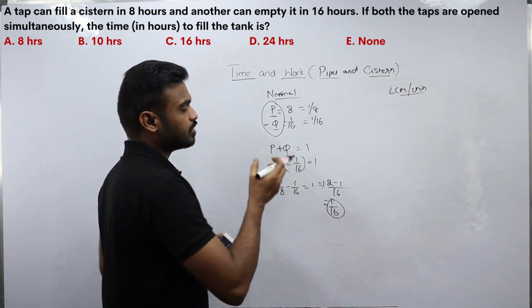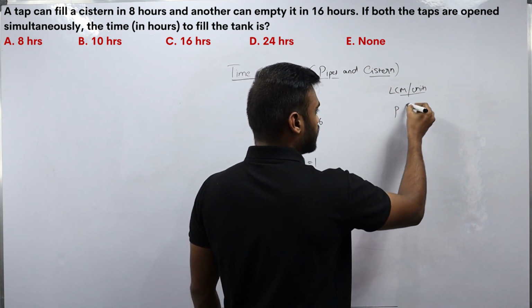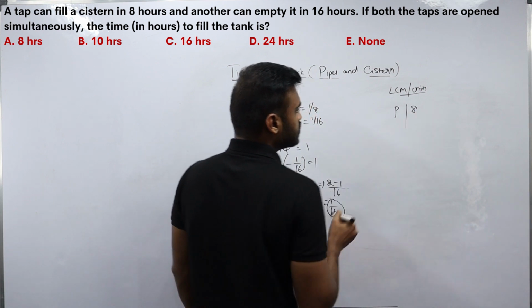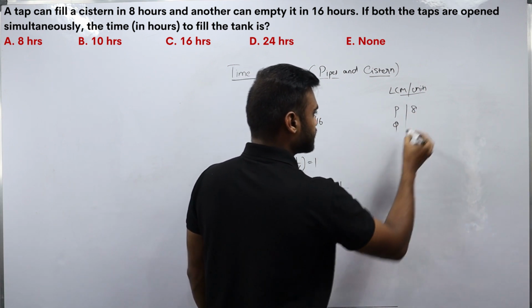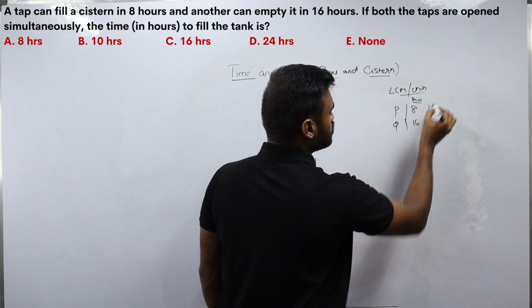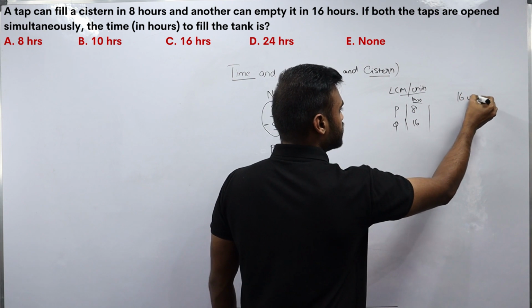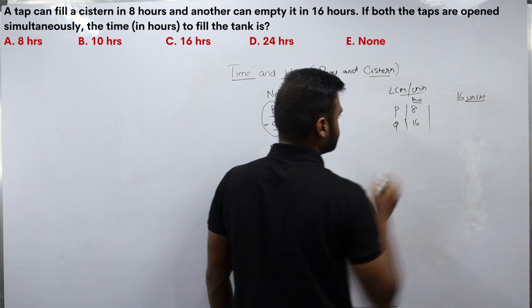Now let's see how the LCM or units method works in solving the same problem. See, they are saying that P can fill the tank in 8 hours and Q can empty the tank in 16 hours. Okay. So the LCM of 8 and 16 will be 16 units, that is the total amount of work to be done is 16 units.